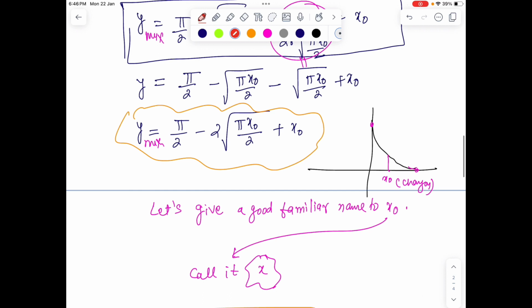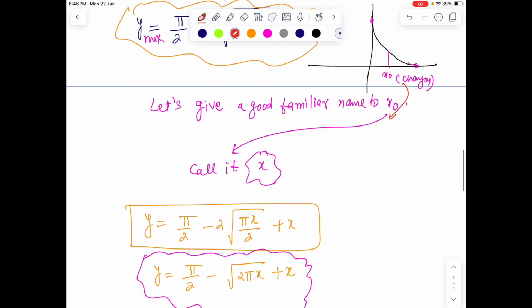It's better to give a good familiar name to x naught, just to make it more familiar with our mathematical notation. Let's call it x. Hence the equation of that boundary is nothing but y equals pi by 2 minus 2 root pi by 2 x plus x. Now by doing so, we have already proved that each and every point on this graph is taken care of. Why?